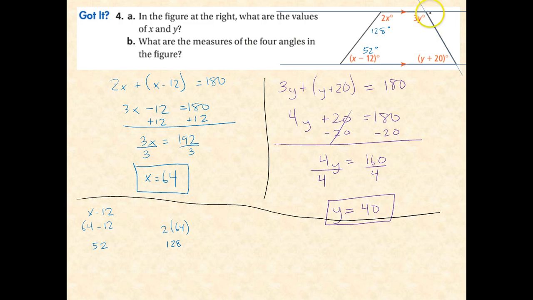180. Okay, so for this angle, the 3y angle, we're going to substitute 40 in for y. So 3 times 40 is 120. So this angle is 120 degrees. And then for this bottom right angle, y plus 20 is 40 plus 20, which is 60. And those two also add up to 180 degrees. So bada boom, bada bing, bada bang, bada boing, bada bingo.